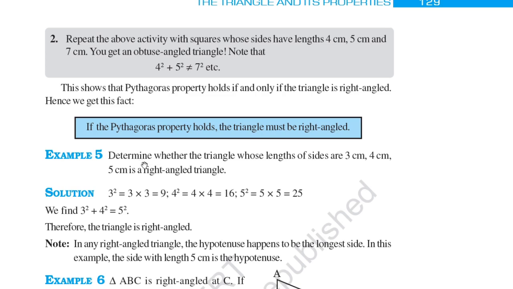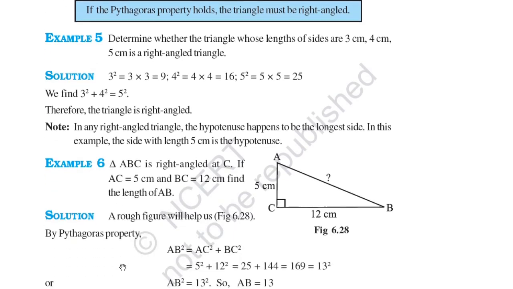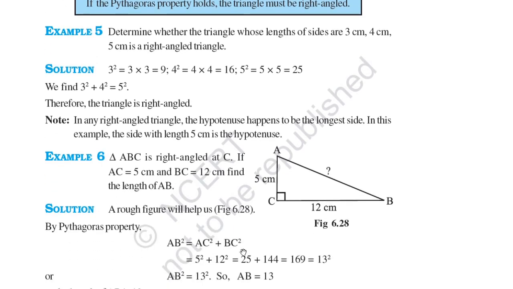Determine whether the triangle whose sides are 3 centimeter, 4 centimeter and 5 centimeter respectively is a right angle triangle. So you can see 3 square is equal to 9, 4 square is equal to 16, 5 square is equal to 25. So 3 square plus 4 square is equal to 25. So it is a right angle triangle. In any right angle triangle, the hypotenuse happens to be the longest side. So you should always know that the hypotenuse is always the longest side. In this example, the longest side has length 5 centimeter, and 5 centimeter is the hypotenuse.